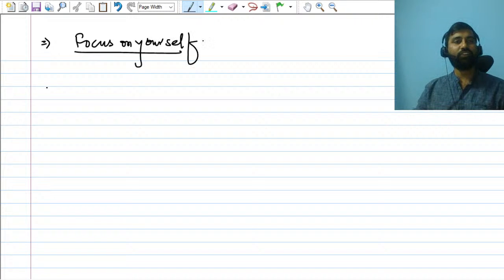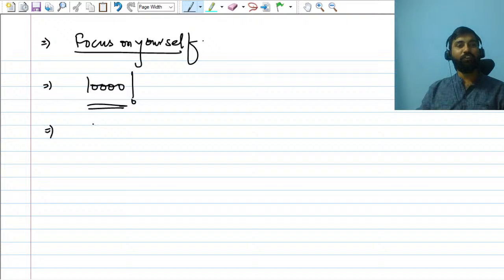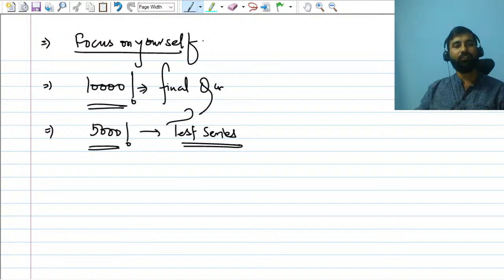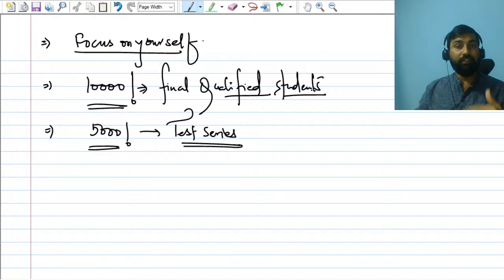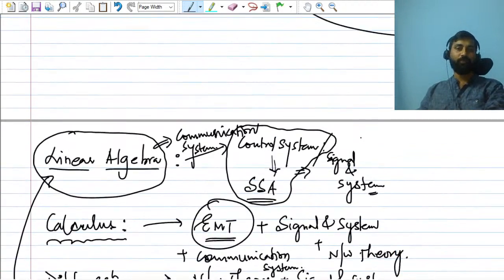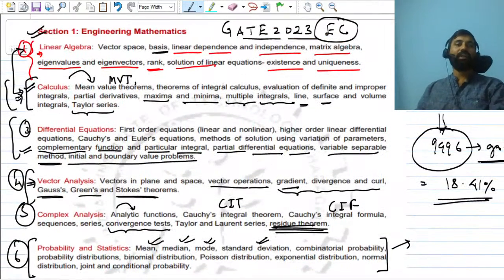There is a competition with 10,000 candidates only. But in a test series you will find 5,000 candidates only. And this is the final qualified student count, right? So don't think that you will not be able to do it. You will be able to, provided you know the real roadmap. So this is my plan, and I will be starting from tomorrow onwards with the very first topic, that is linear algebra. So you have to be ready now.